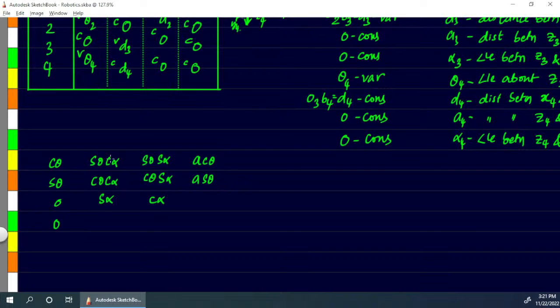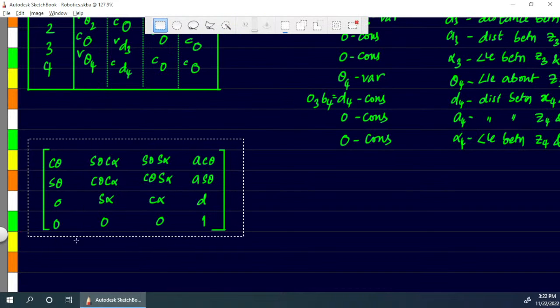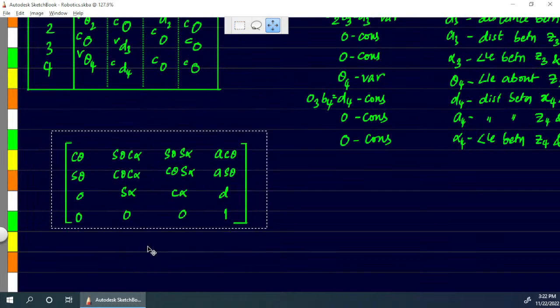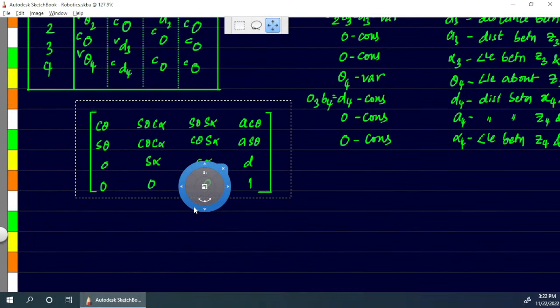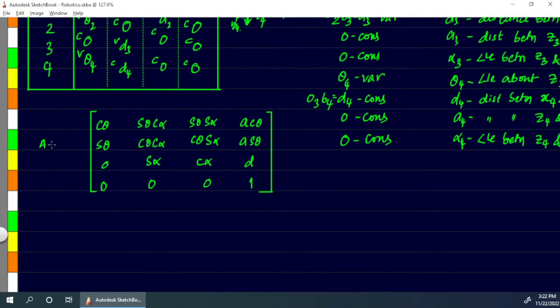And here we have cos. For alpha, we have cos remaining the same here and it is changing here. In the same way, sine alpha is remaining the same here and changing here. Here we don't have any angle, we just have d. These three values remain 0. This is always fixed at 1. So this is the compound transformation matrix for the nth link.